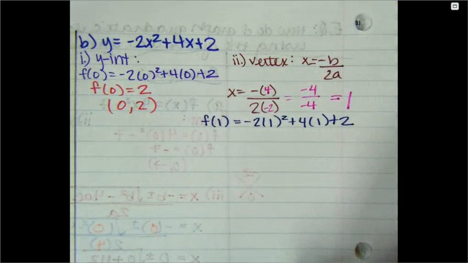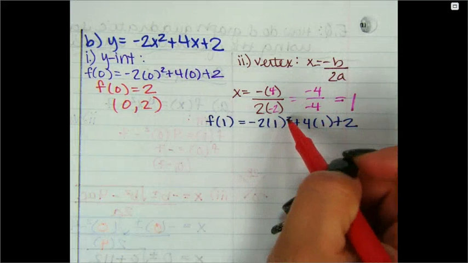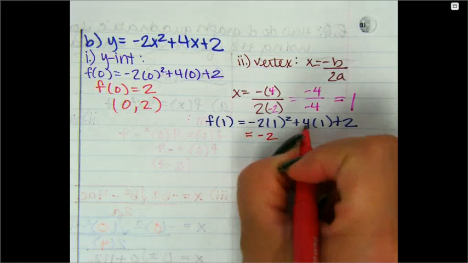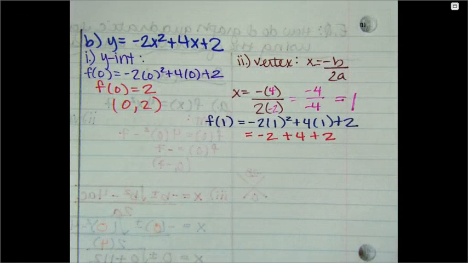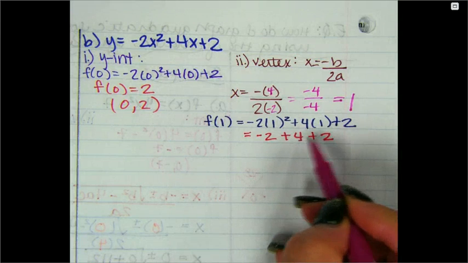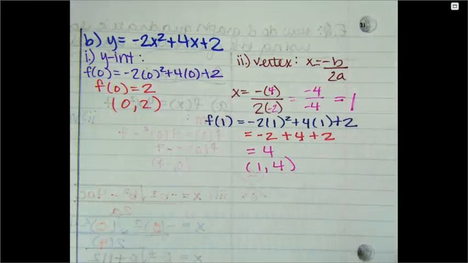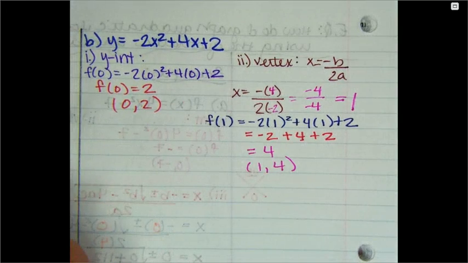Order of operations has to do what first? Exponent. So we get 1 squared, which is 1 times negative 2 is negative 2. 4 times 1 plus 2. Add from left to right. Negative 2 plus 4 plus 2. So 1 comma 4. Then we do what? That was a vertex.